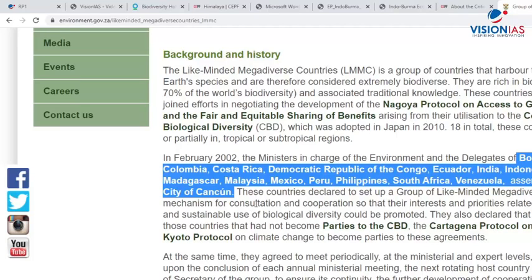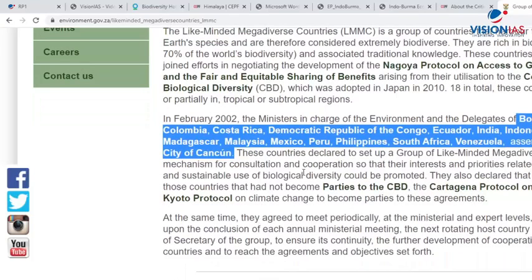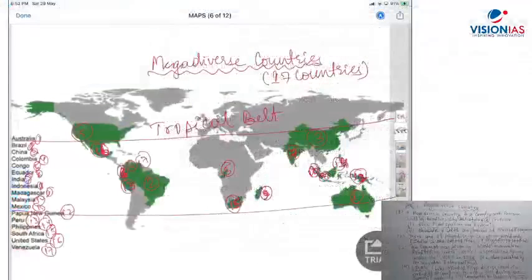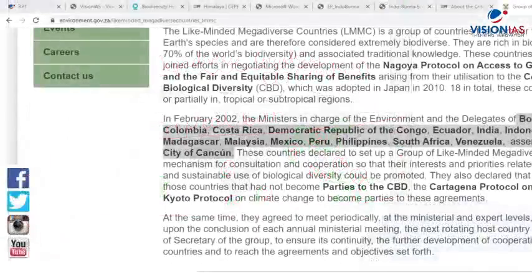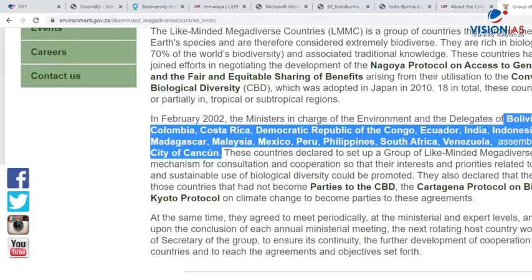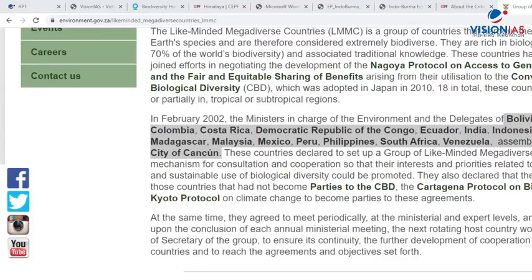Now tell me, most of these are common mega diverse countries. If I ask a question, out of these LMMC 18 countries, which is not a mega diverse country? If you see the map which I have given, in the map I have already given you the list. Which is not a mega diverse country under this grouping?